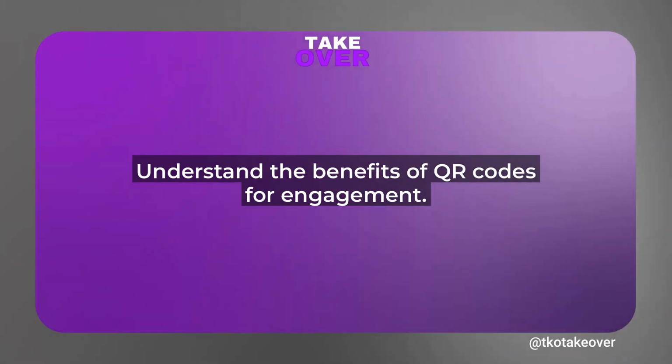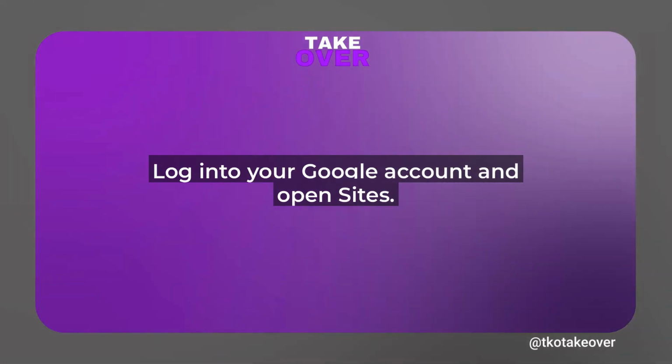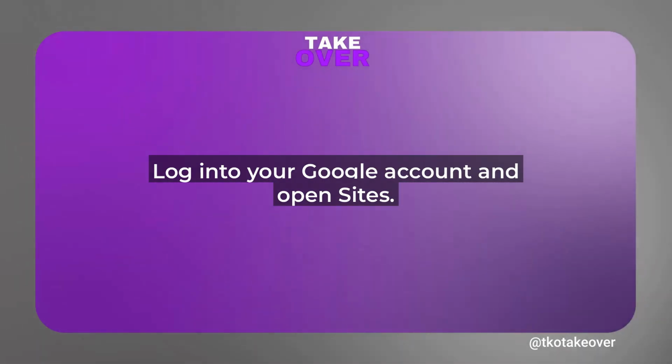First, make sure you're logged into your Google account. Head over to Google Sites and open the site you want to edit, or create a new one if you're starting fresh. It's super straightforward. Just click Create and choose a template.